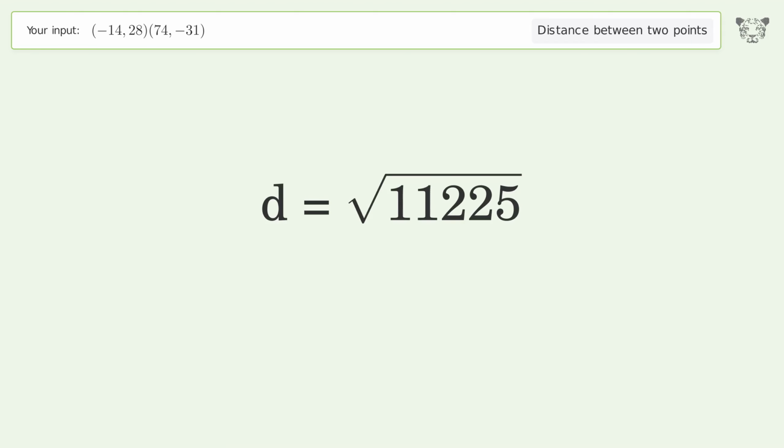And so the distance between the 2 points is the square root of 11,225 or 105.948.